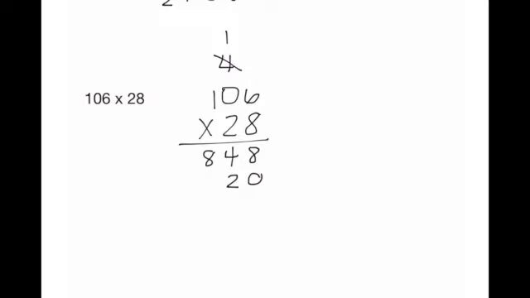So 2 times 0 is 0, plus that 1 is 1. And 2 times 1 is 2. Now that we've done that, we're going to add these beautiful numbers together.